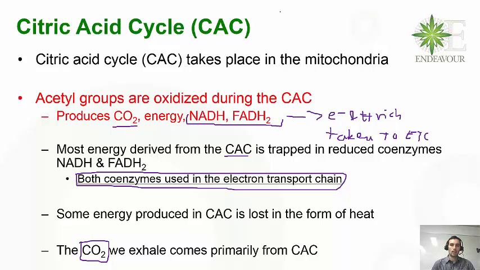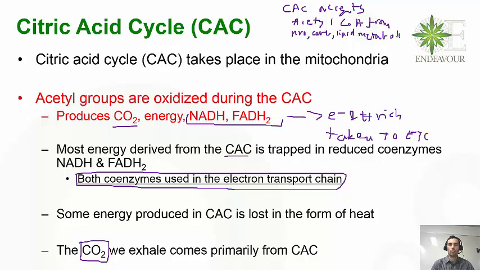Alright, so let's summarize what's important about the citric acid cycle. The citric acid cycle accepts acetyl CoA from protein, carbohydrate, and lipid metabolism. Okay, so we've created our acetyl CoA from doing metabolism of these macromolecules.